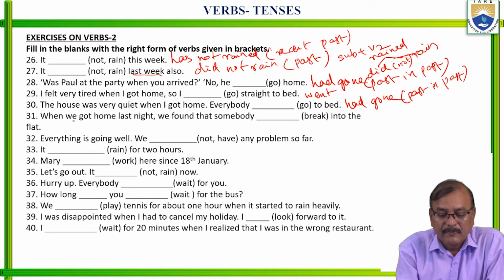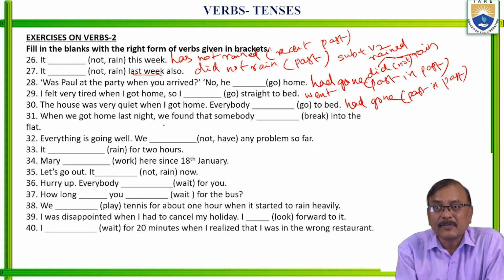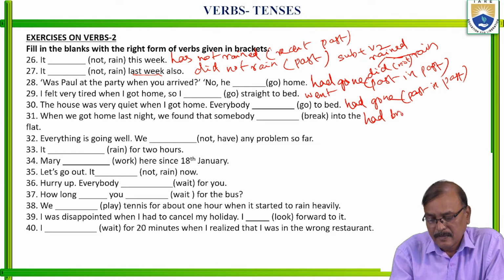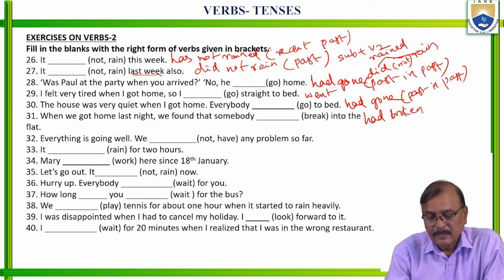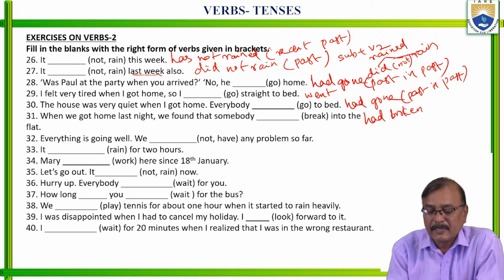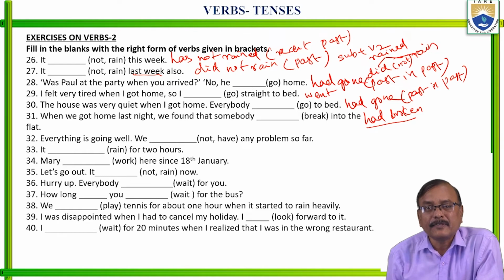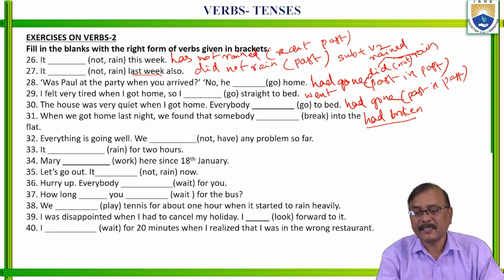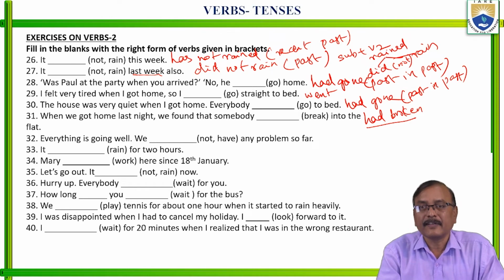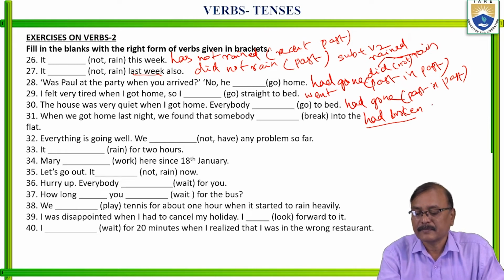Here also, this is also past in past. When we got home last night, we found that somebody had broken into the flat. Is it clear? Means this happened. Somebody had broken into the flat. That we found. So which one happened first here? Somebody had broken into the flat. That we found. So this is also past in past.